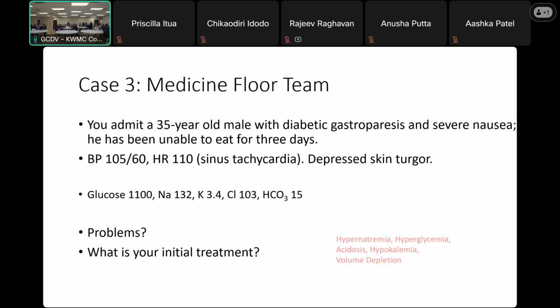But I think with this patient, probably the big thing is that problem list we talked about here. Hypernatremia, again, remember you have to correct sodium for glucose. So for every 100 above 200 is a 1.6 increase in the sodium.